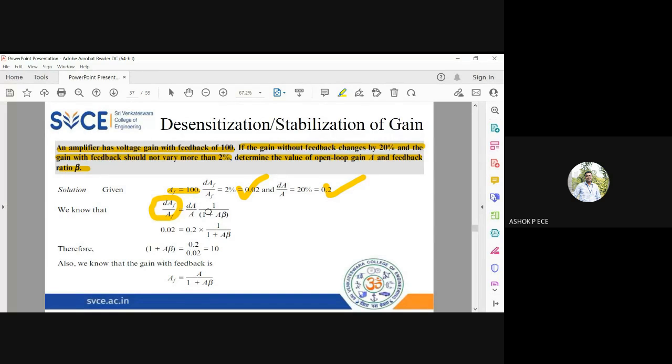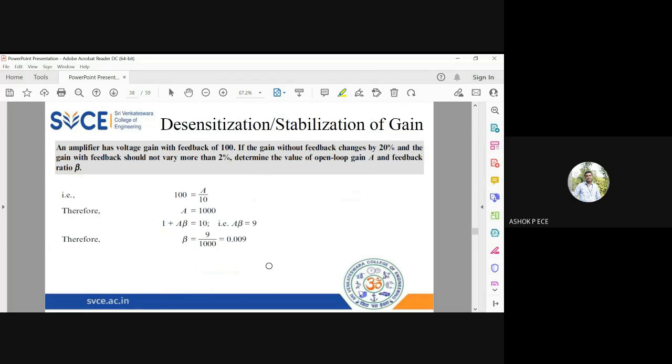So from this, cross multiply and find what is 1 by 1 plus A beta. So 1 by 1 plus A beta is going to be 10. I want to find A and beta. So how can we do that? We have our usual formula for AF: AF equals A by 1 plus A beta. So in that, I will substitute 1 plus A beta, which is 10.